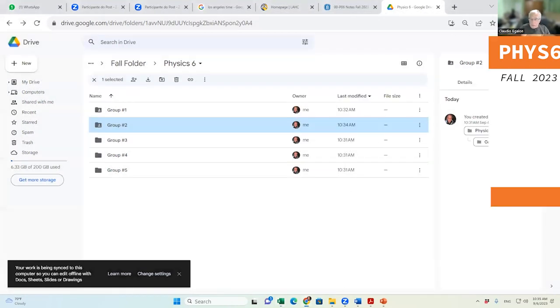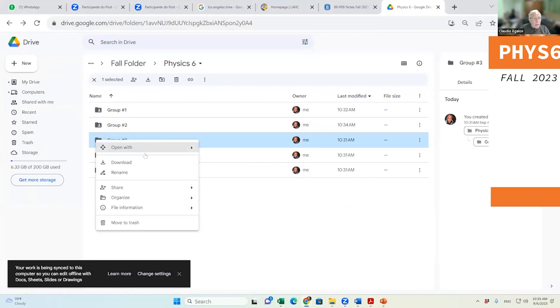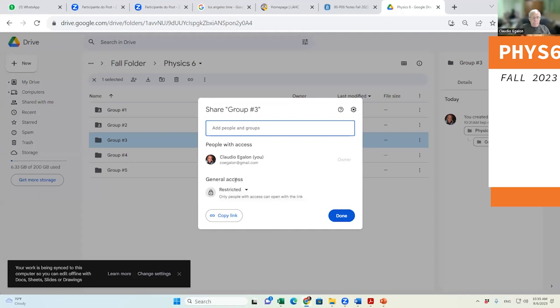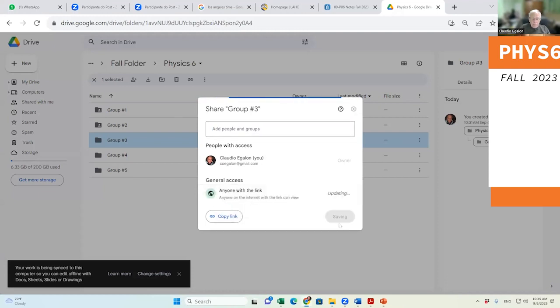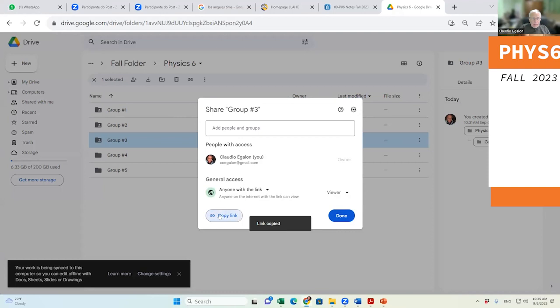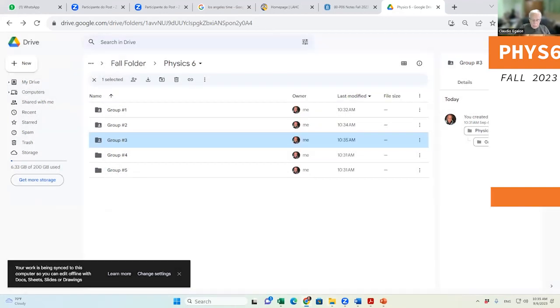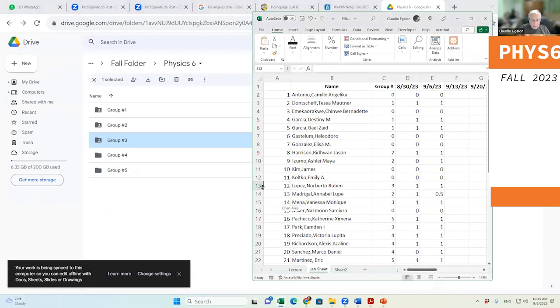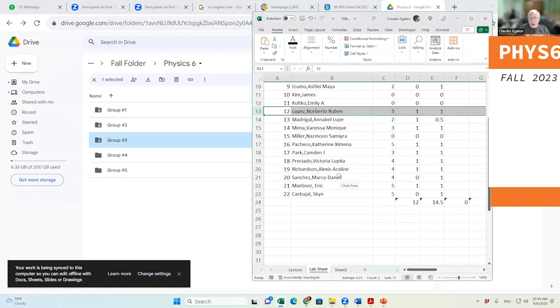Huh, interesting. Okay, share. Restricted, anyone with the link, copy link. Now students of group 3. Norberto, I'm gonna send you the link, and then share this link with the other students in your group. Again, don't share this link with anyone else outside your group.